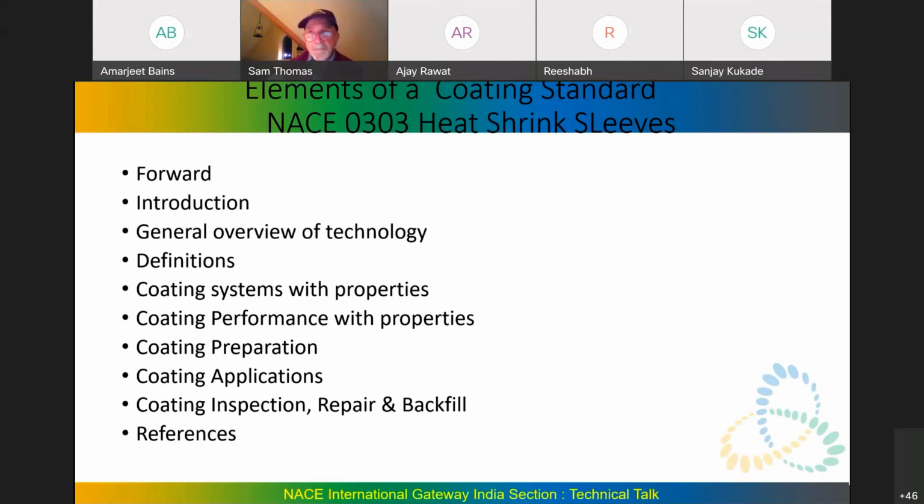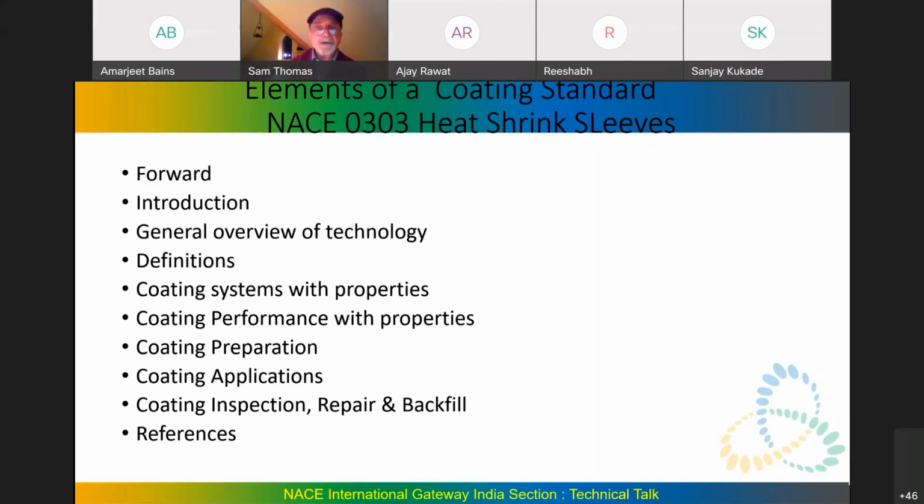How do you do repairs? And how do you do backfill? So it really becomes an encompassing standard, everything from definitions through the coating materials to its application, to its inspection, and then if it gets damaged, how do you repair it? And then how do you backfill? And also, what I left out was also transportation.